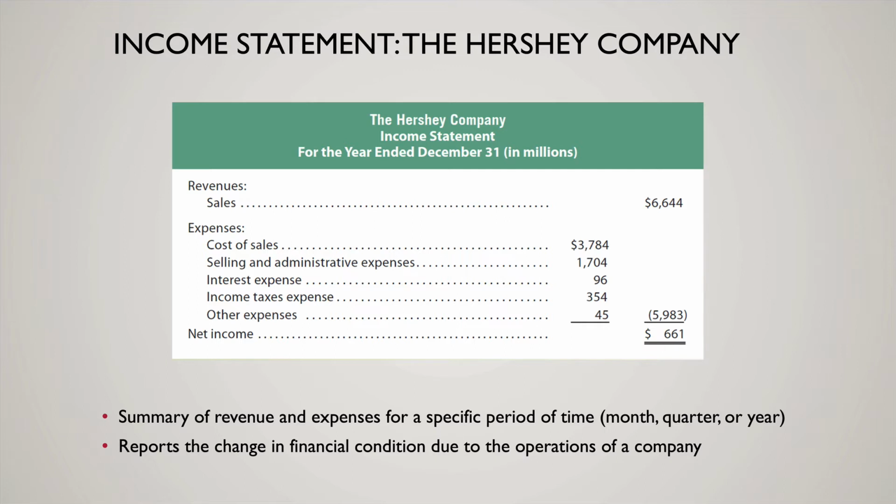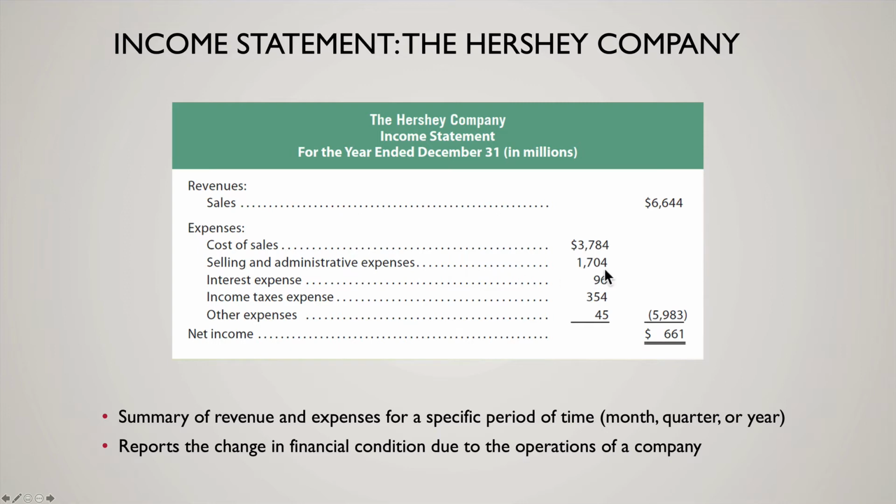Now, this is Hershey's income statement. These are reported in millions, right? So that's $6 billion, $644 million in revenue for the year. So those are all the chocolate bars and everything else that Hershey sells. That's all the revenue that they earned. And then the cost of those sales, so the direct costs associated with making all that chocolate, etc., is 3.7 billion.